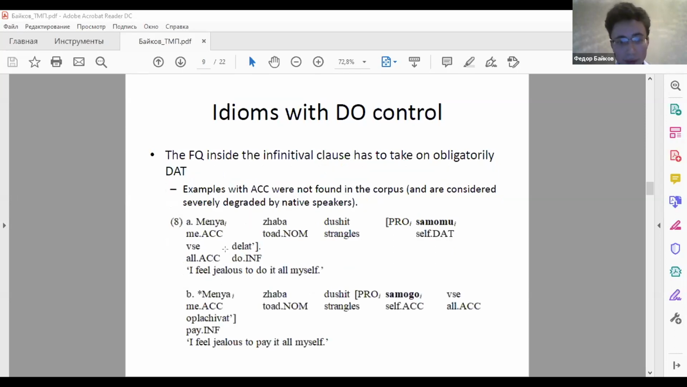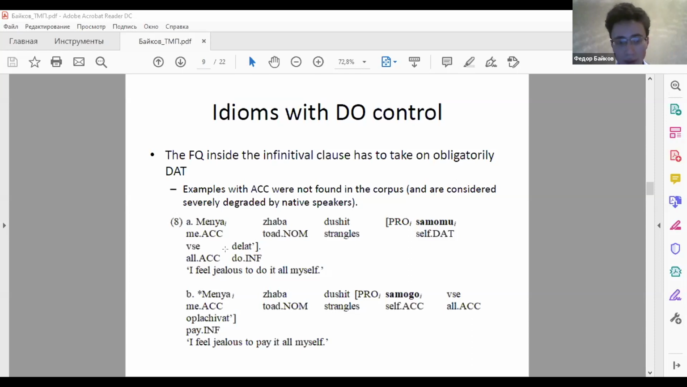And as it turns out, the floating quantifier contained within the infinitival clause has to take on obligatorily the dative case. And examples with accusative case were not found in the internet corpus and are considered severely degraded by all the native speakers whom I have informally consulted.